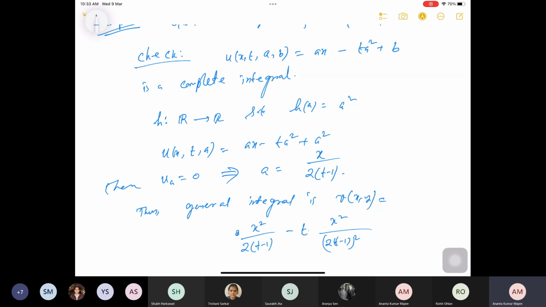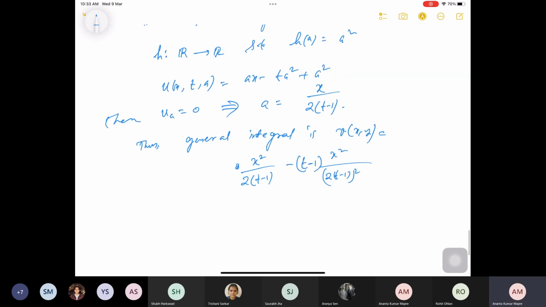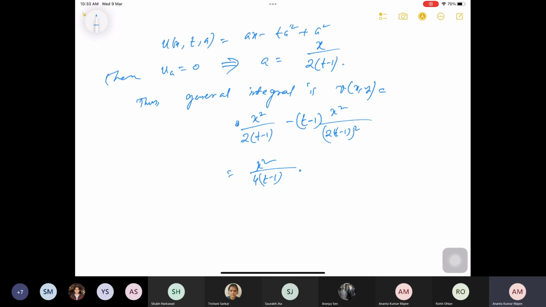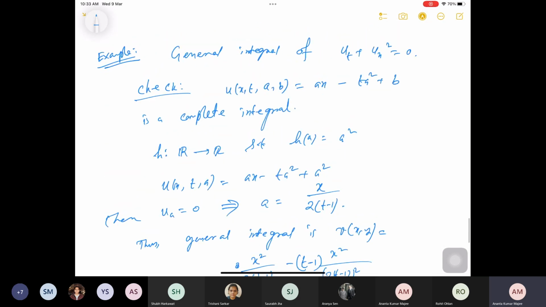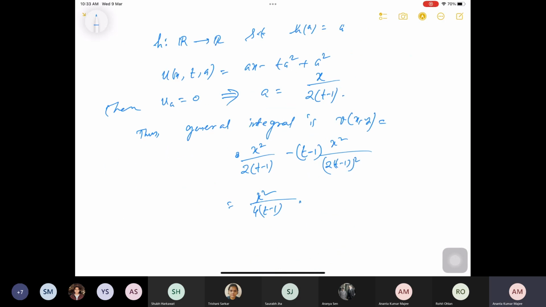So I can have t minus 1. Is it not? So whatever you have from here, this is 1 by 4 of (t minus 1) times x square, because here you have 4. So this is x square by (t minus 1). So the general solution to this equation u_t plus u_x square is equal to 0 is x square by 4 of (t minus 1).